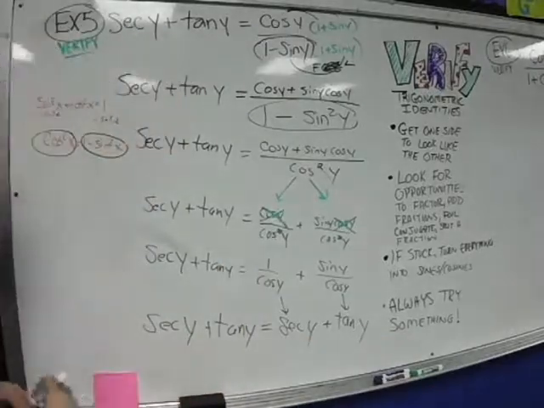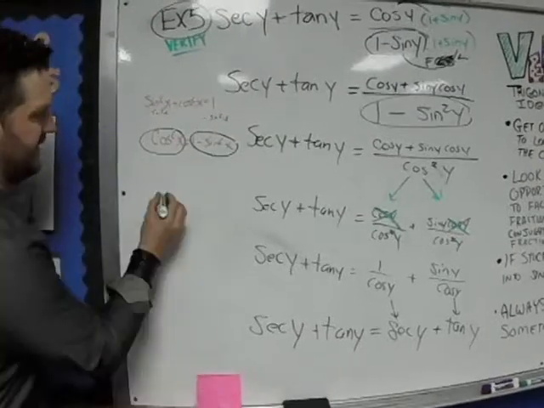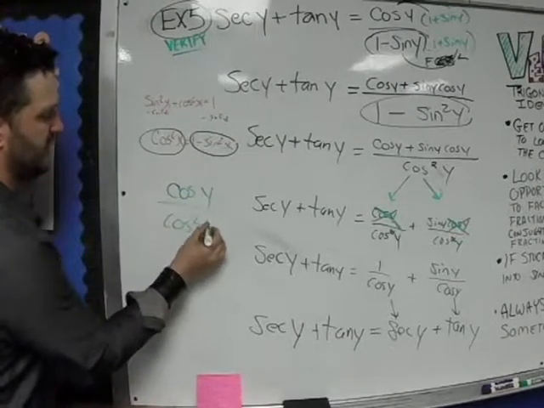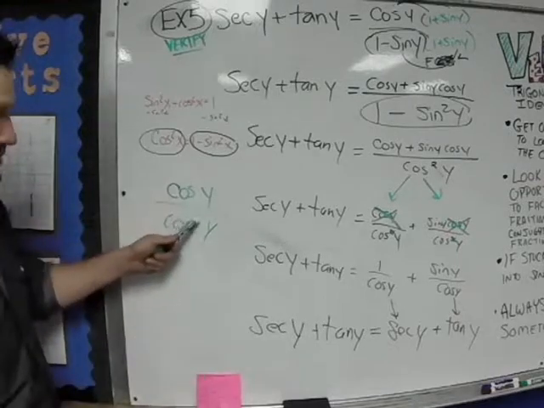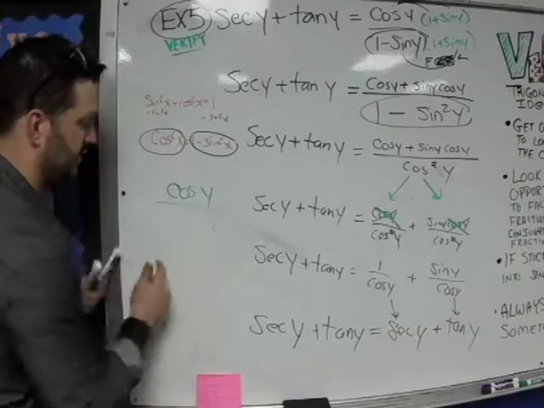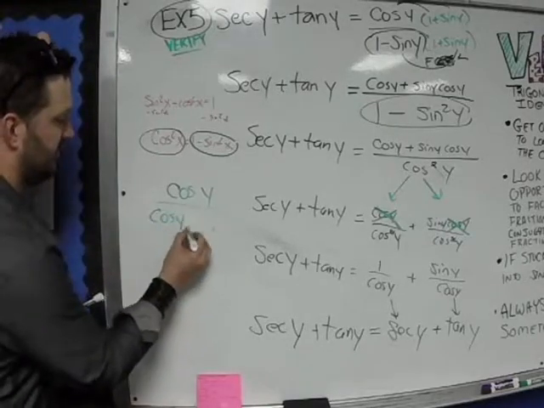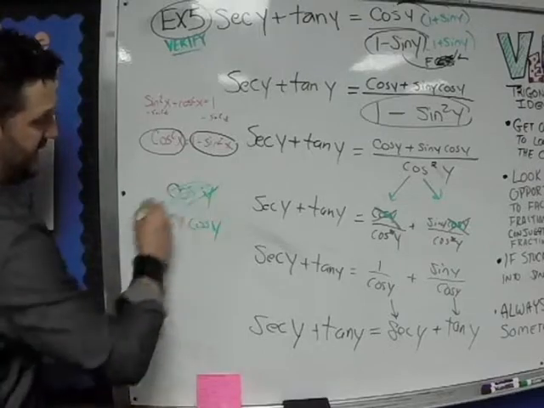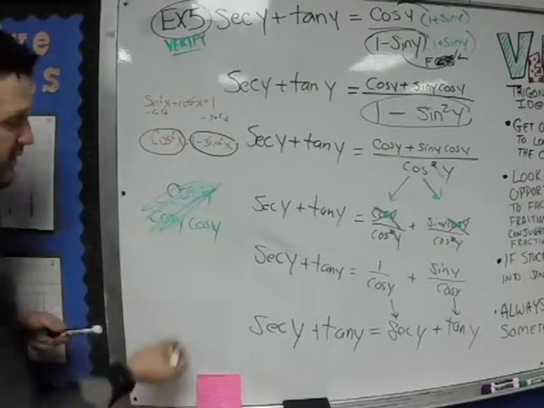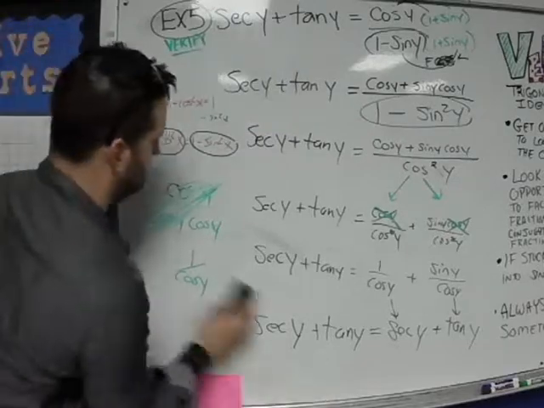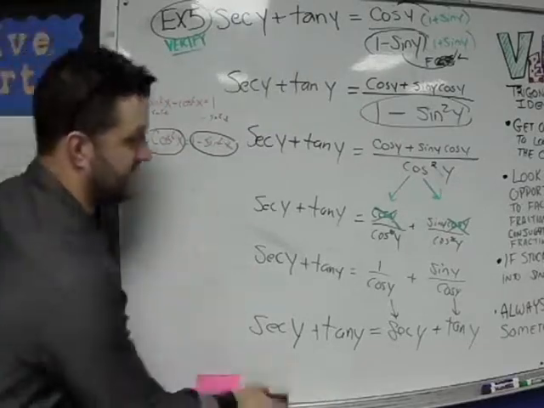I do want to point out one thing, just to be clear. When I said we had cosine y over cosine squared y, and I went through and said we'll just cross that out, remember that cosine squared is really cosine cosine. And then you're allowed to cross out like this. So that's how it leaves you with just 1 over cosine y, like that. All right, and that's it for example number 5.